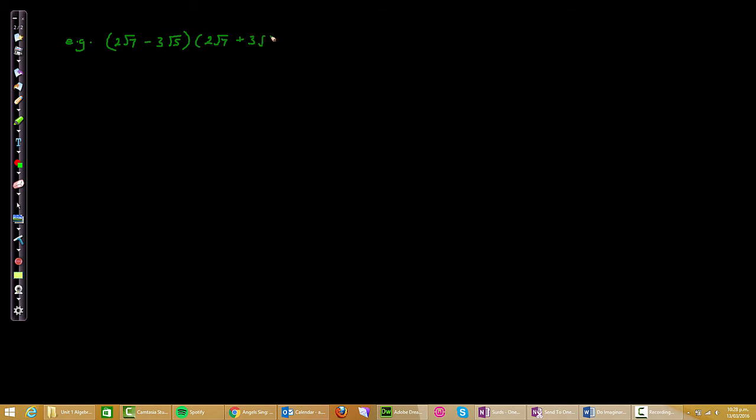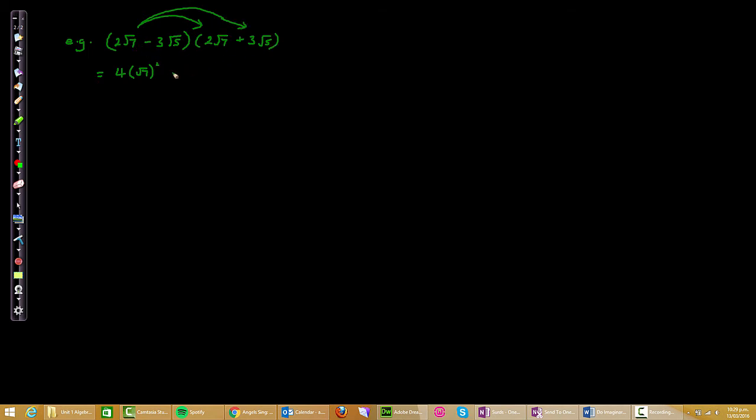And this is simply going to be expanding out. So we've got 2 root 7 times itself. Well, that will be 4 times root 7 squared. Now you might already recognize that's simply going to be a 7. I'll leave it like this for now. So we multiplied those two together, and let's now multiply 2 root 7 times this one.